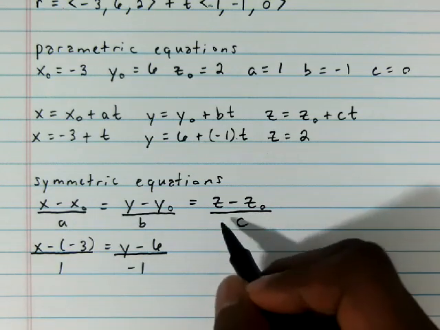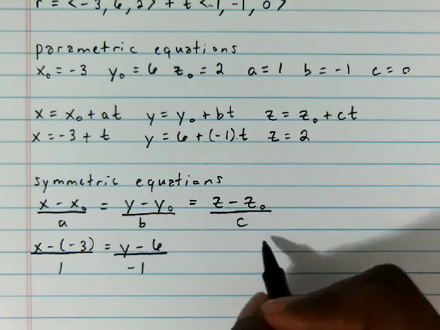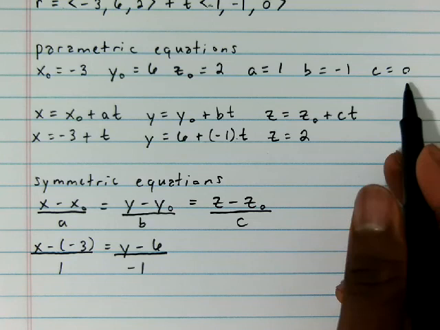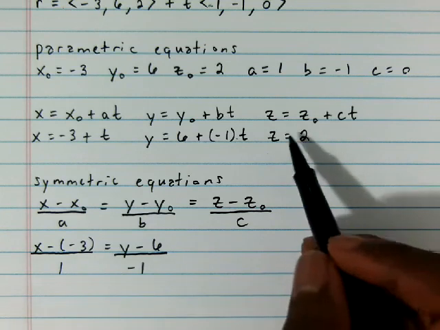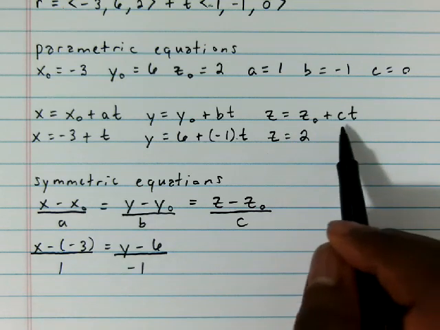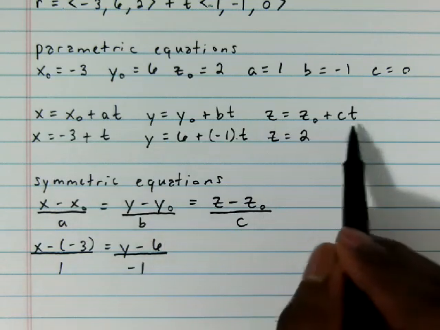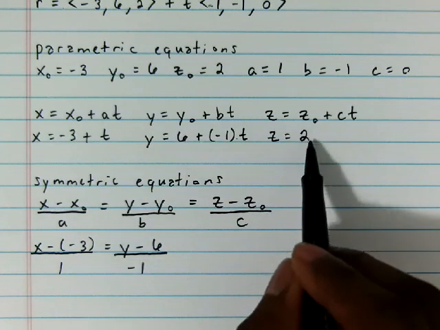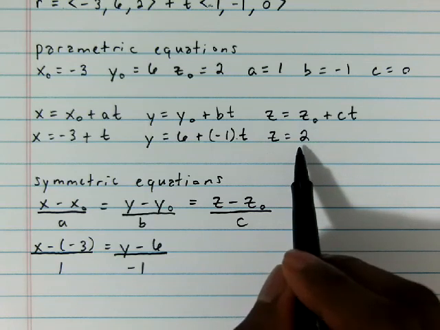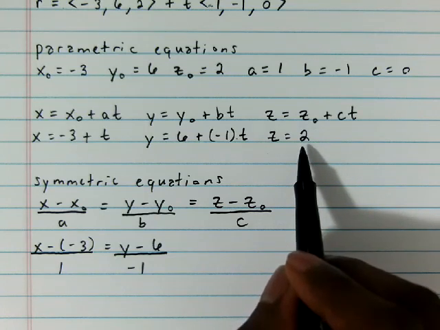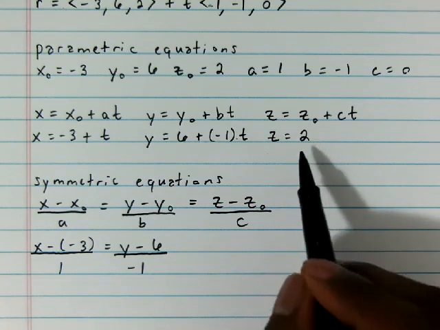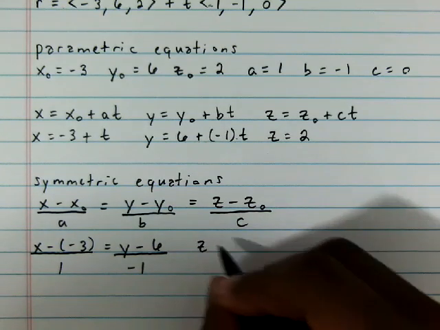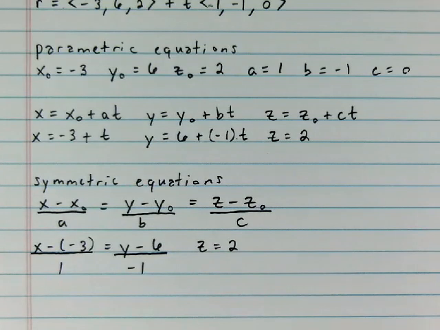And I would naturally say equals and put Z minus, but we have to be cognizant of the fact that C is 0, and of course we can't divide by 0. If you think about the way that we come up with the symmetric equations, you solve each one of the parametric equations for T. But we can't solve Z equals 2 for T because there's no T in there. So our symmetric equation for Z is exactly the same as it was for parametric equations: Z equals 2. That stands alone, so you don't put an equal sign right here. So these are our symmetric equations.